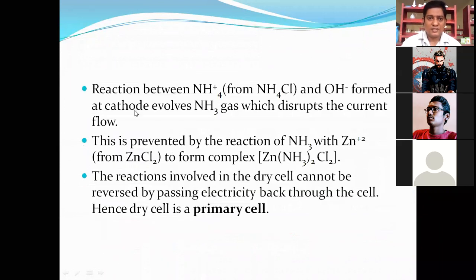Now see this. The reaction is between NH4+ from ammonium chloride and OH- from water. NH4+ is converting into NH3, which indicates that NH4Cl is an acidic medium. I'm repeating, the medium is acidic. How can we take it as an acidic medium? From NH4+, H+ is separated, and NH4+ is converting into NH3. So I'm taking it as an acidic medium.